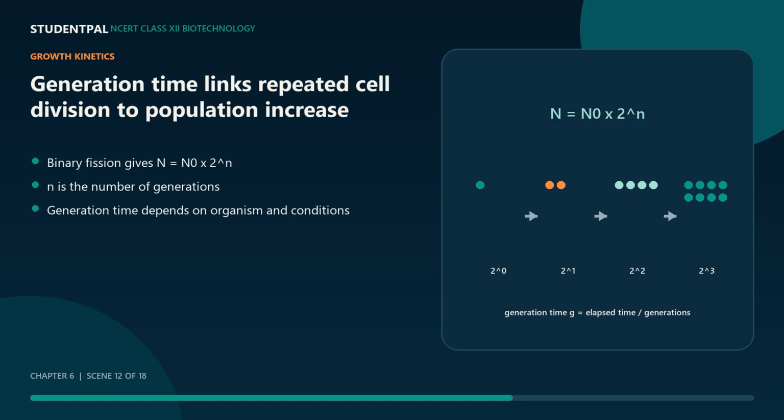This calculation assumes exponential growth and equivalent division behavior over the interval. It should not be applied blindly across lag, stationary or decline phases. Temperature, medium composition, aeration and strain all influence the observed rate, so conditions belong with every reported generation time.